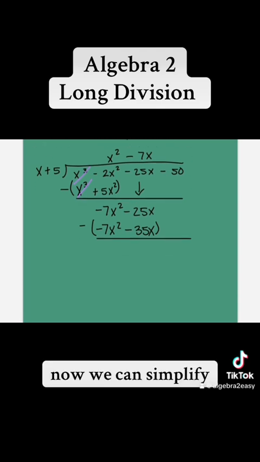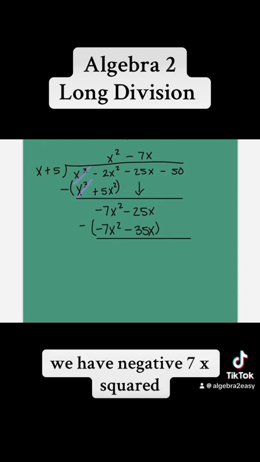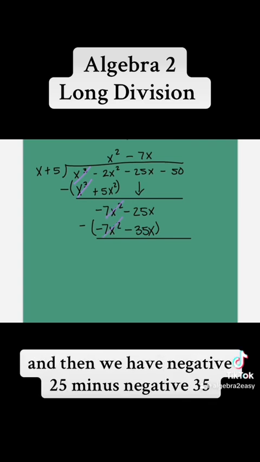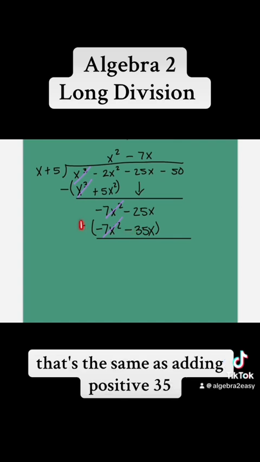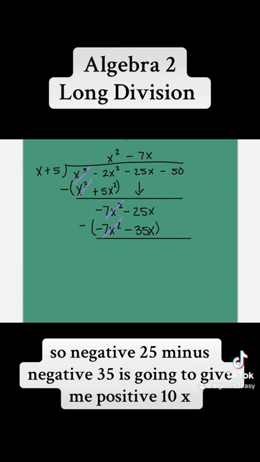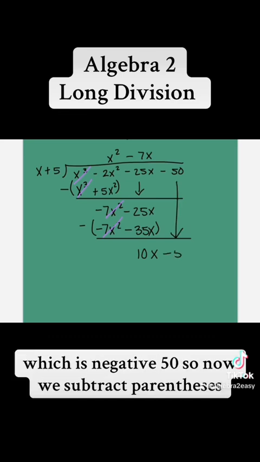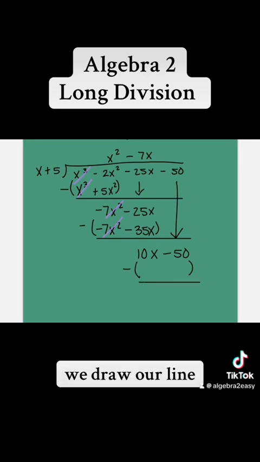Now we can simplify. We have negative 7x squared minus 7x squared, and that cancels. And then we have negative 25 minus negative 35. That's the same as adding positive 35. So negative 25 minus negative 35 is going to give me positive 10x. And then I can bring down that last number, which is negative 50. Okay, so now we subtract, parentheses, we draw our line.